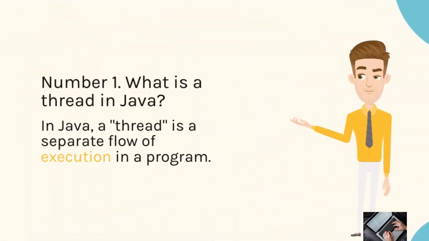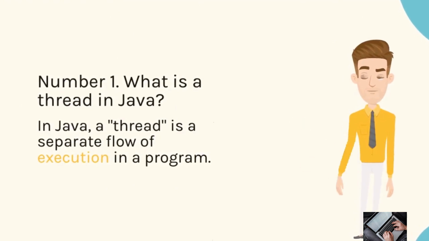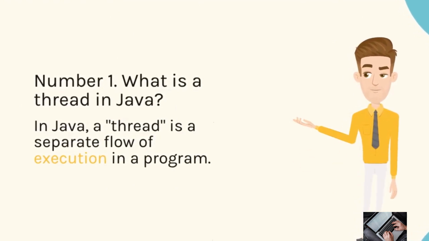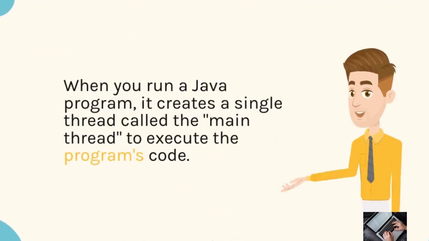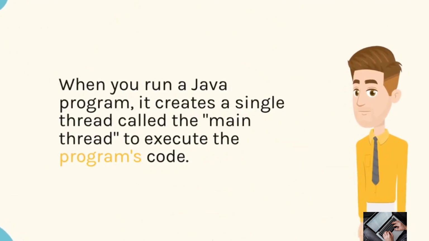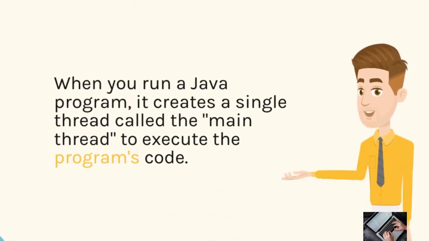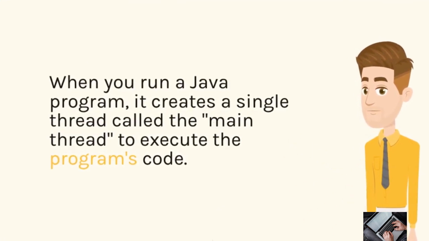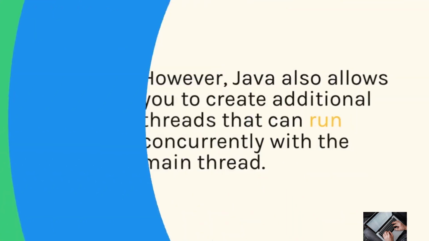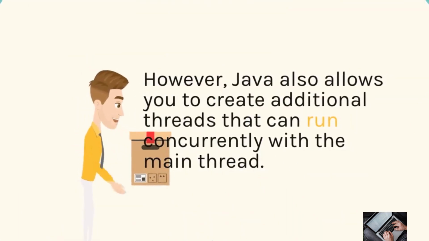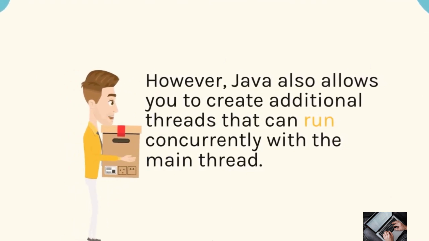In Java, a thread is a separate flow of execution in a program. When you run a Java program, it creates a single thread called the main thread to execute the program's code. However, Java also allows you to create additional threads that can run concurrently with the main thread.